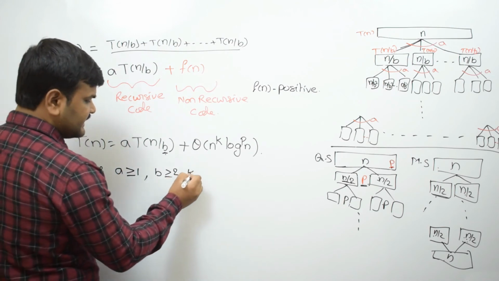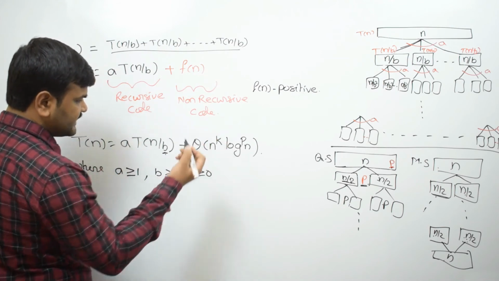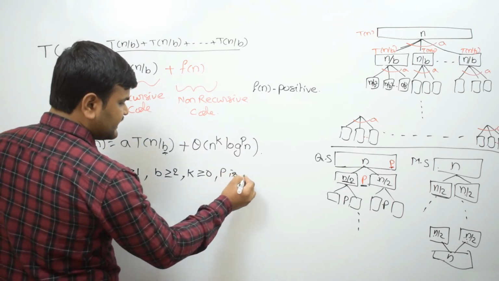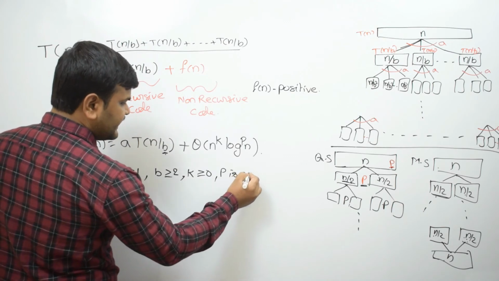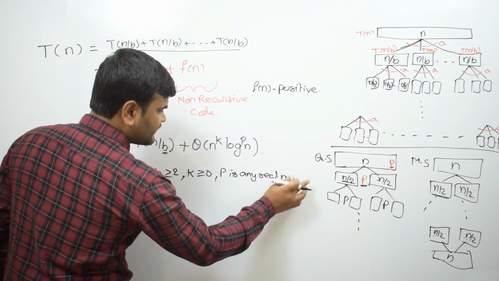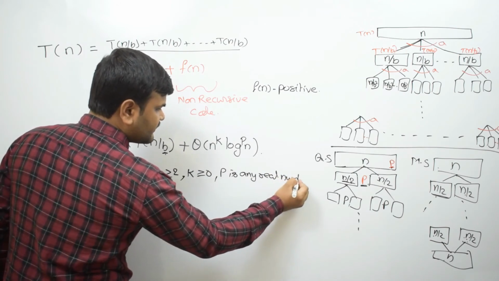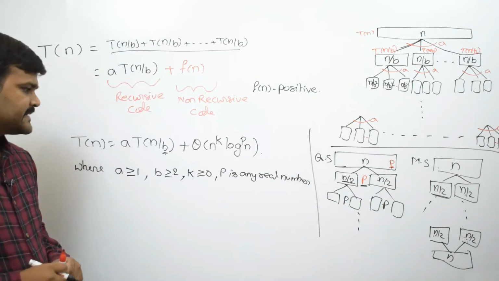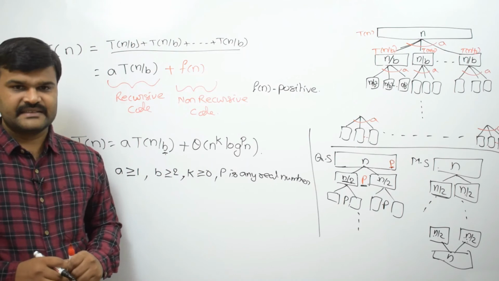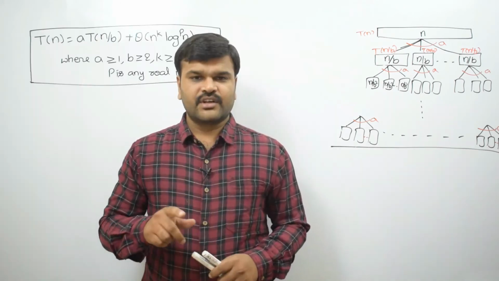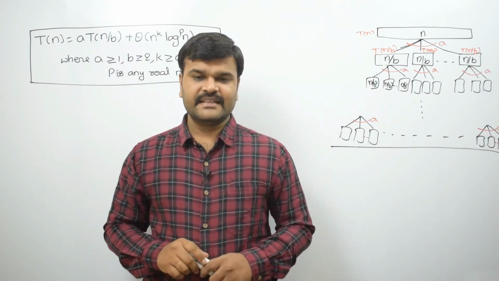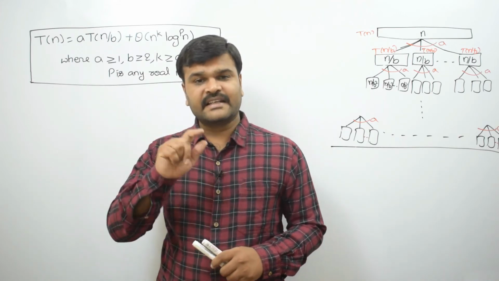And here k may be greater than or equal to 0, sometimes that is a constant amount of time, and p is any real number. Okay. So this is the complete master theorem general equation actually. Okay. So now this is the final master theorem general equation. So that is why this is coming under the divide and conquer strategy.